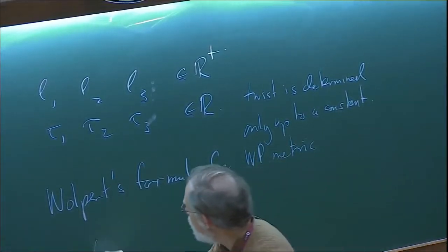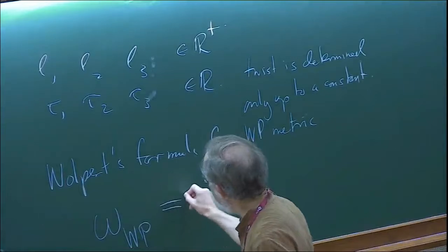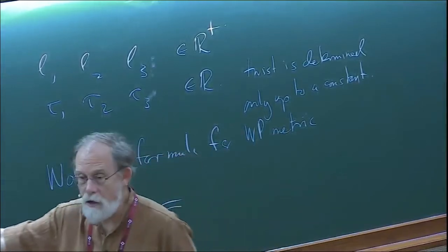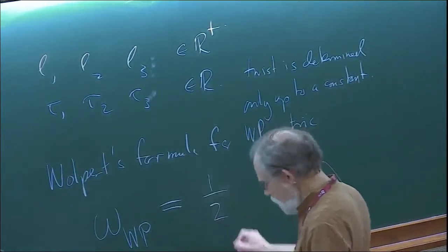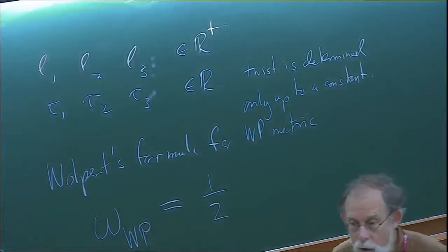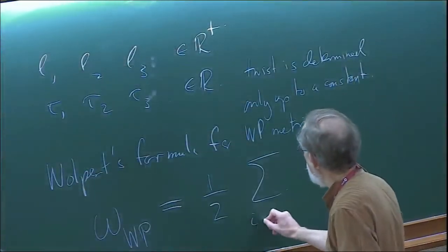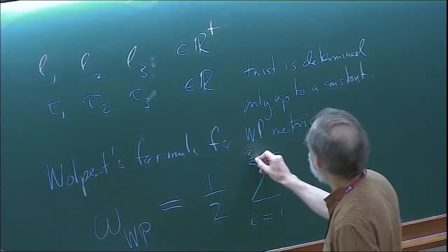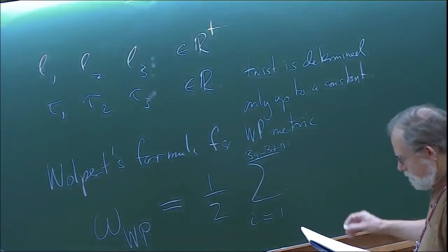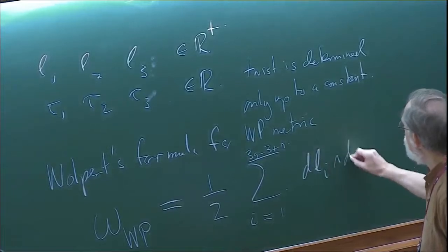So Wolpert writes down a two-form. I take my decomposition, my set of curves that gave me Fenchel-Nielsen coordinates. For some reason, you put a half in front. Well, I copied this from our paper, so hopefully this half is right. The only purpose of the half is to match this formula up with other formulas. And then you take a sum over all of those curves, so it'll be 3g minus 3 plus n, and then you take dl_i wedge d tau_i.